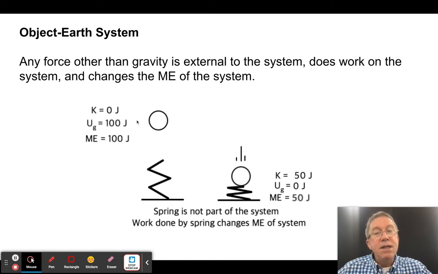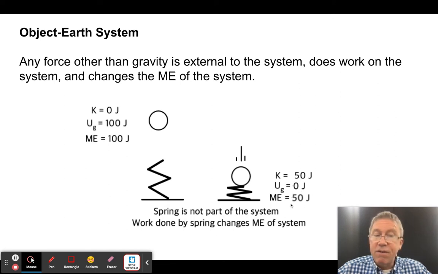Now, the mechanical energy is conserved between the Earth and the object, but not the spring, because I didn't define the spring to be part of my system. So the spring is going to do external work on the system. So as this falls and compresses that spring, it now has 50 joules of kinetic energy. It's not really at the ground, but let's just say 0 joules of gravitational potential energy.